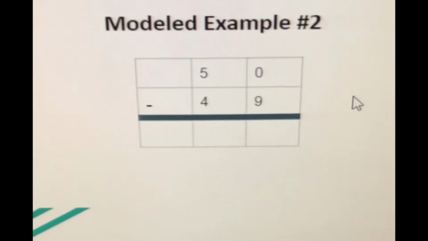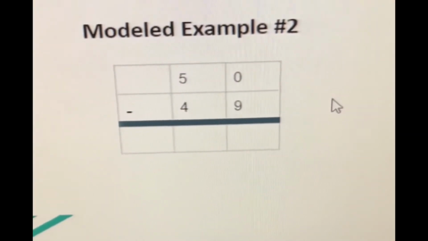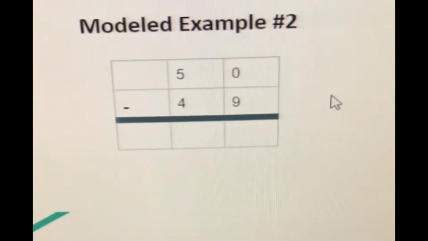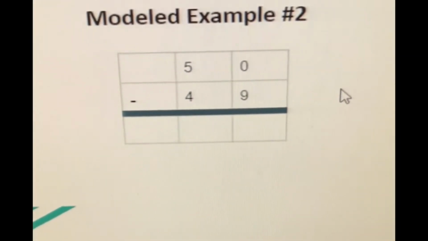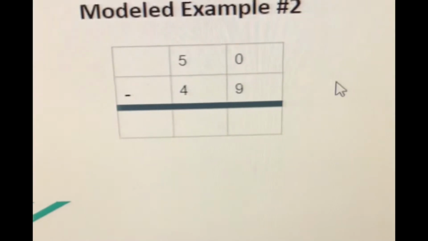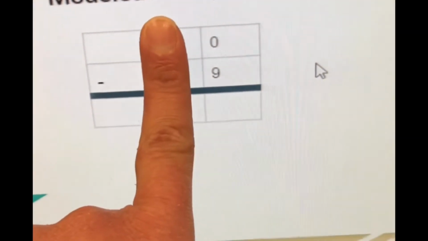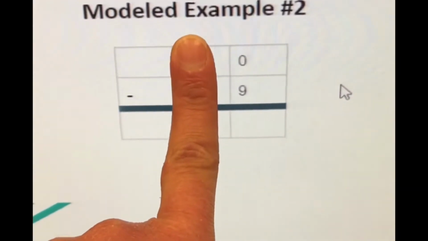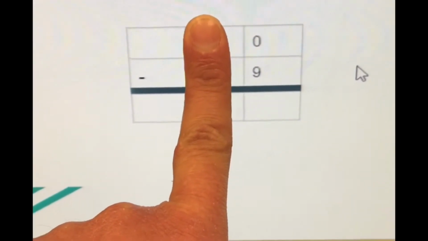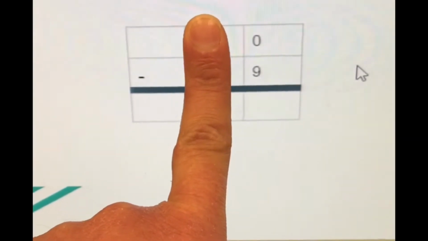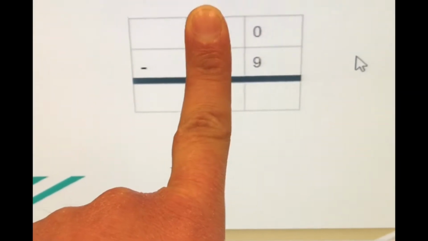All right, example number 2. So remember, the first step before you do any subtraction is you determine whether regrouping is needed or not. We regroup when the number on the bottom in either the ones or tens place is bigger than the number on the top. So looking at the ones place first, 0 minus 9. Alright, so the bottom number is bigger. 9 is bigger than 0. We cannot start with 0 and take away 9, so that tells me that we do need to regroup.